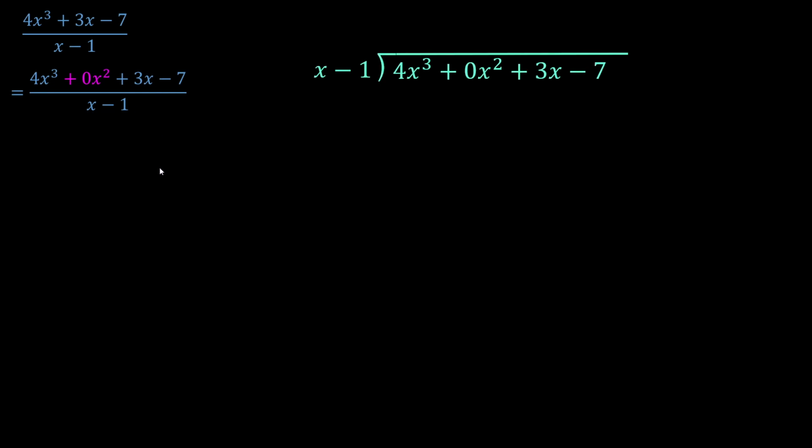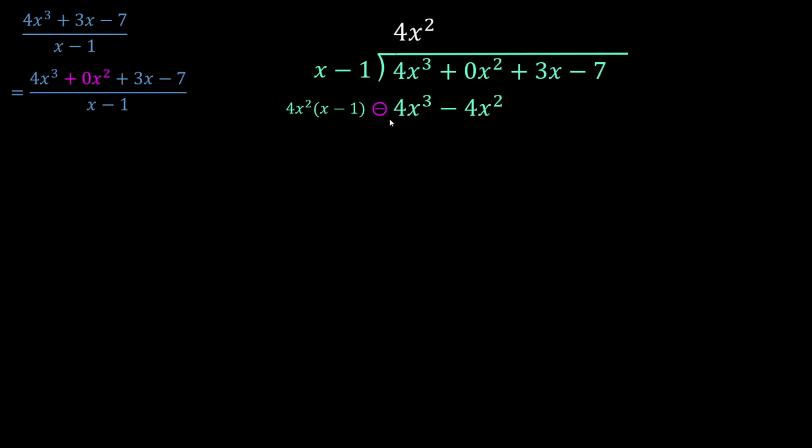So we do exactly the same process. I'm going to go a little bit faster in this example. Multiply something by x to get 4x cubed. So I need to multiply that by 4x squared. So this one times this one. 4x squared times x is 4x cubed. 4x squared times negative 1 is negative 4x squared.